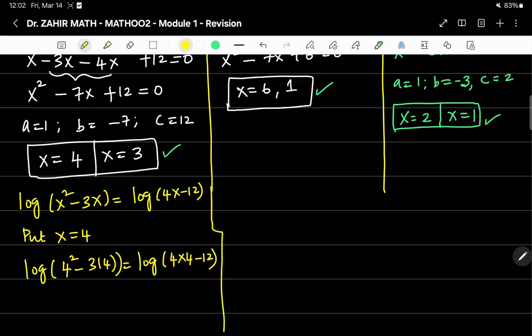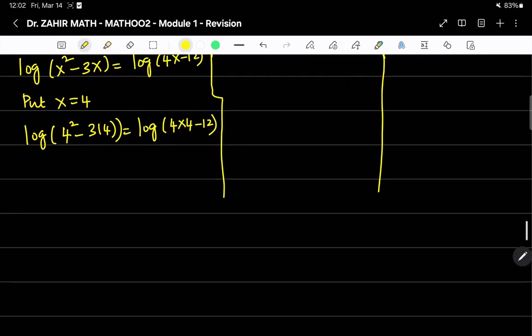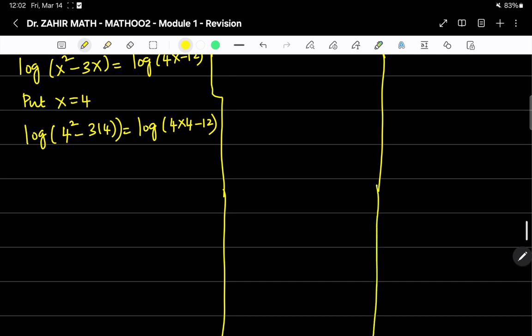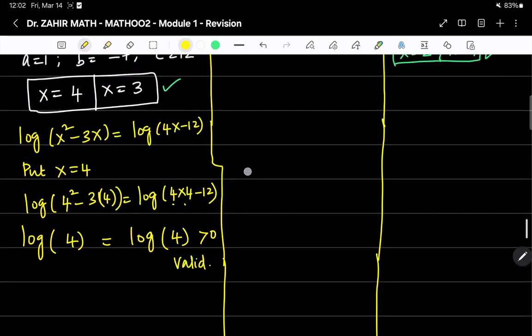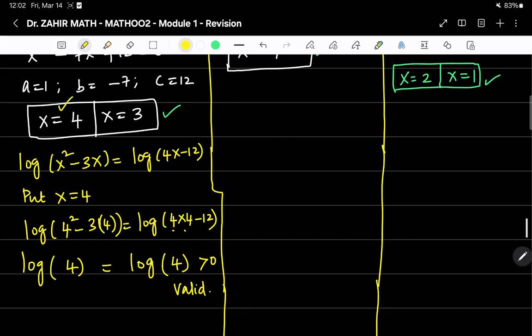Let me extend this line. So this equals log 4 square. You can put it in the calculator. This is 3 multiplied by 4, so which is 16 minus 12, which is equal to 4. Here also, log 4 times 4 is 16, 16 minus 12 is 4. Log 4 is defined and definitely this is more than 0. So this is a valid answer. So x is equal to 4 is accepted.